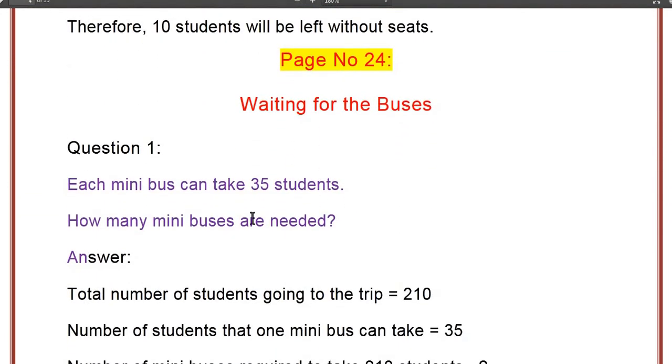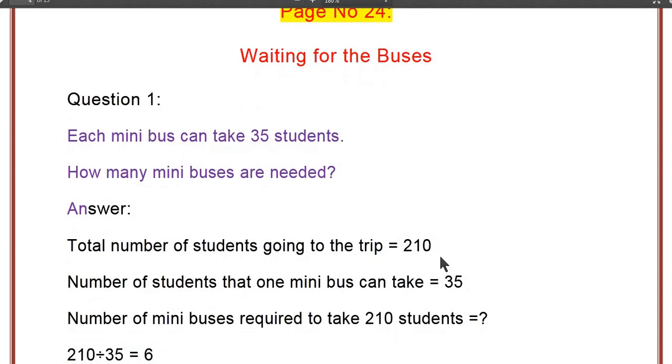Page number 24. Waiting for the buses. Question number 4. Each minibus can take 35 students. How many minibuses are needed? Answer. Total number of students going to the trip is equal to 210. Number of students that one minibus can take is 35. So here 35 students is equal to one bus.